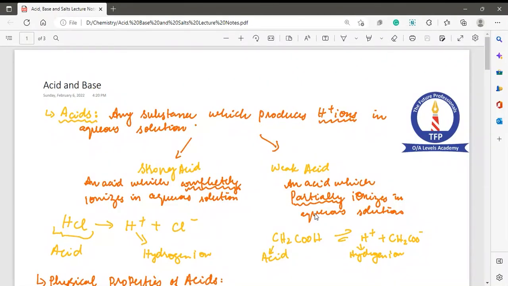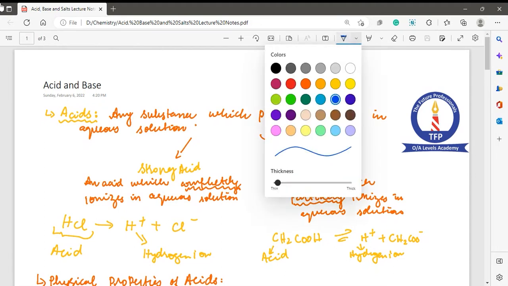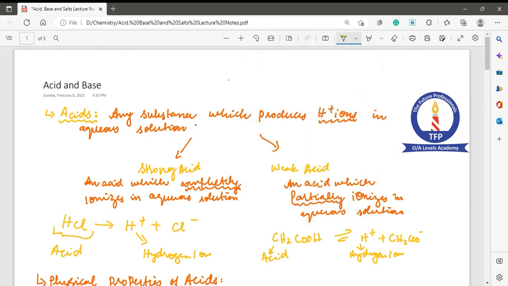Today we are going to start with a new chapter of chemistry, that is acid base. In this video, I will discuss the properties of an acid, while in the next video, I will discuss the base and its properties. The properties of acid and base are divided into two categories. In this one, we will discuss the physical properties of an acid, and later we will discuss the chemical properties of an acid.